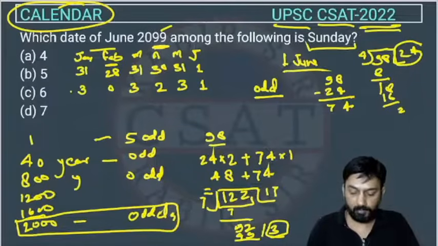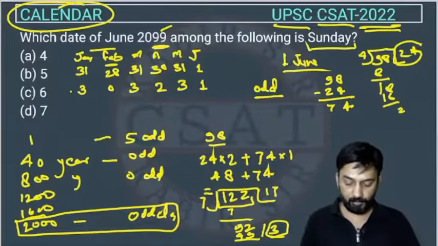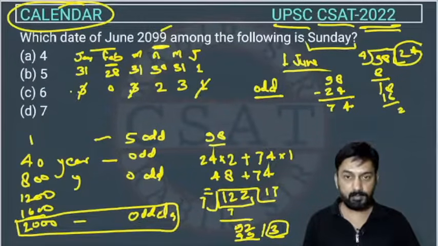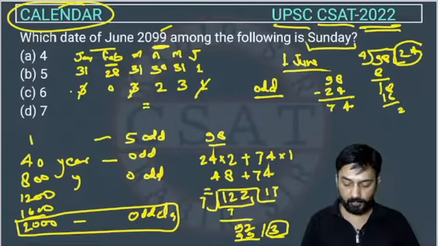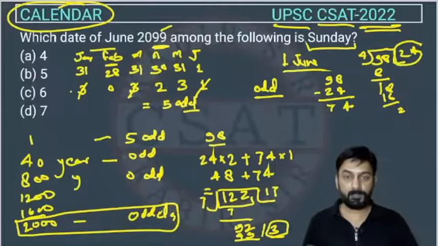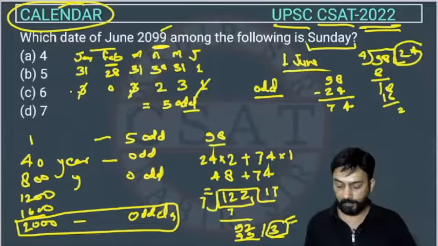So what you can do, you can either remove 7 here directly, right? 336 plus 7, like this. Otherwise you can calculate and divide by 7. So here we are getting how many odd days? 5 odd days, right? Till 1st June we are getting 5 odd days, and here we were getting 3 odd days, right?